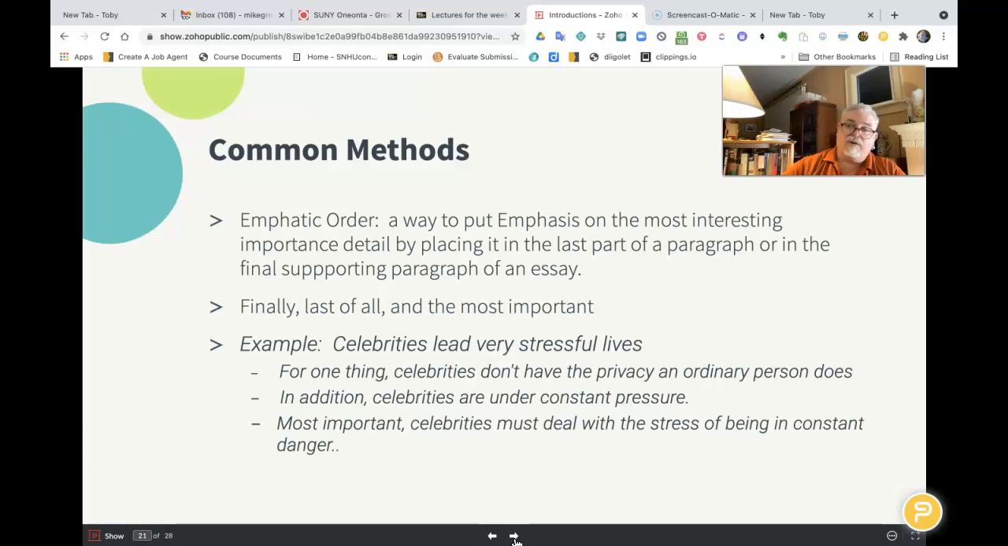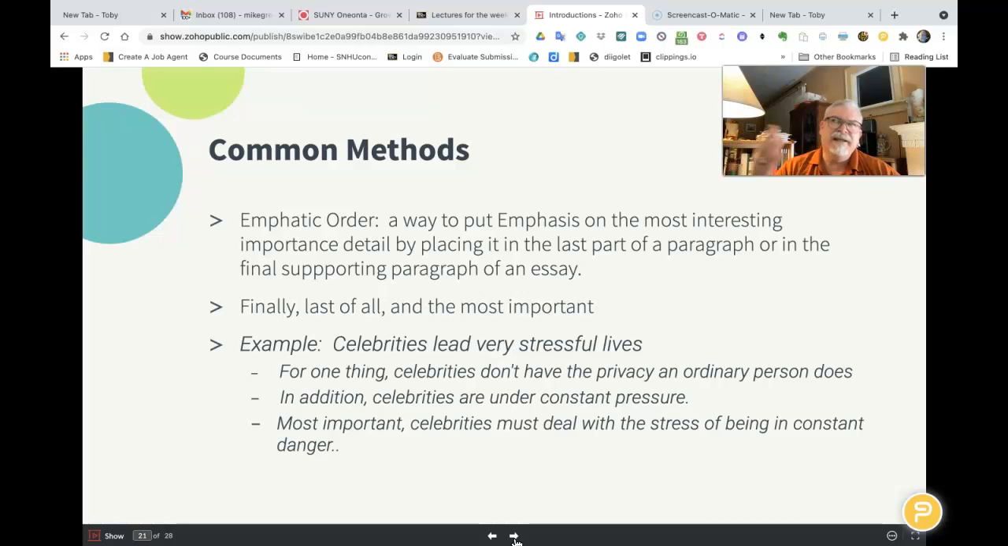And in this paper, there are three things. The first thing, celebrities don't have the privacy that ordinary people do. Okay. In addition, celebrities are under constant pressure. And most important, celebrities must deal with the stress of being in constant danger. Wow. Now, I bet that's not something you would think about. Certainly not something I would think about. I mean, we think about that, but are celebrities really in danger? I'm going to be interested in this, because I want to know what they're talking about.